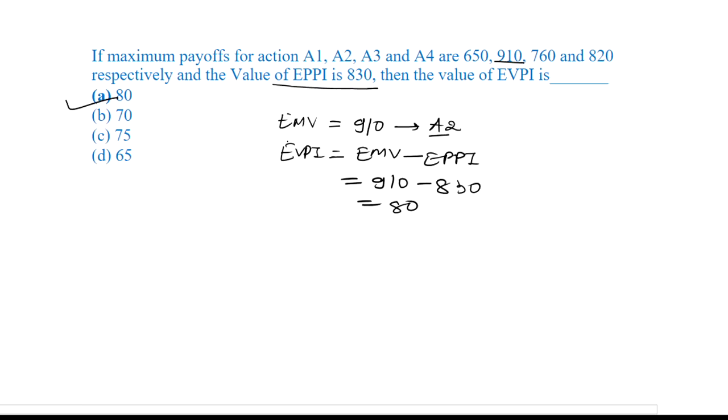Moving on to the next question. Such numericals can be given with EPPI missing, EVPI given, EMV given, in different combinations. Or EVPI and EPPI are given and you can be asked to find EMV. So what is important is you must remember the formula: EVPI is equal to EMV minus EPPI. Okay, moving on to the next question.